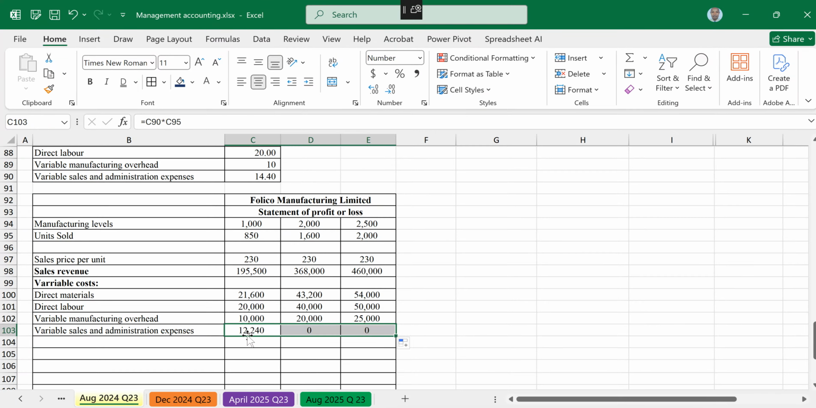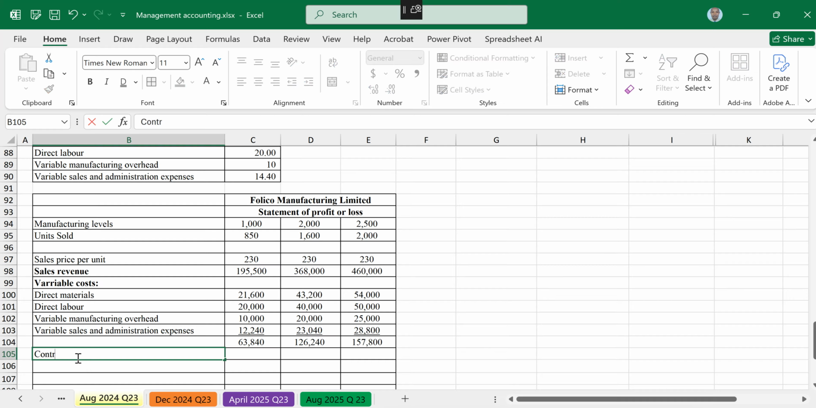Then what is the total variable cost? Again, I've not locked this. So lock this before you drag across. Then sum to get the total variable cost. Then after total variable cost, we get total contribution, and total contribution will be equal sign the 195,500 minus 63,840 and drag across.